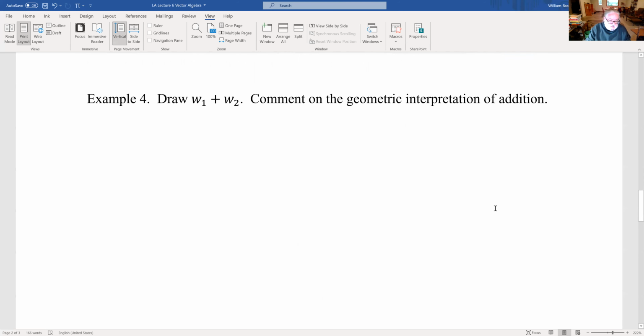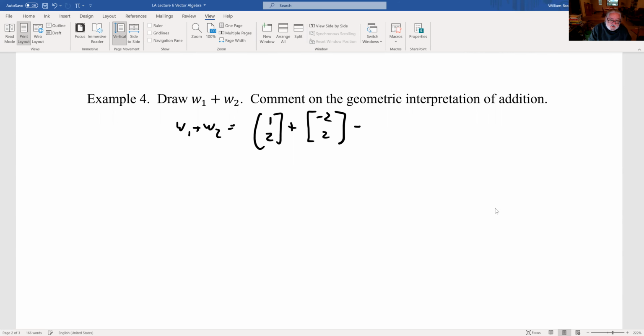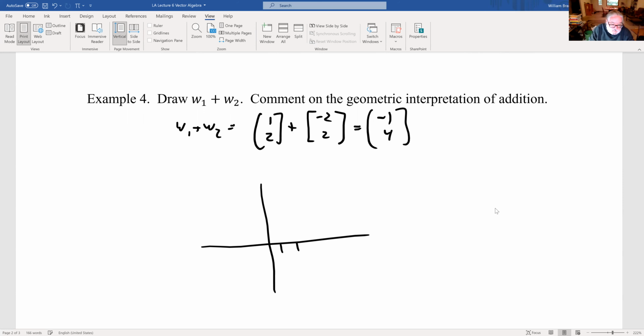So what's W1 plus W2? Well, we know W1 plus W2 is equal to 1, 2 plus minus 2, 2. And if you actually add those together, 1 minus 2 is minus 1, you get 4. So that should be the vector we get. Geometrically, W1 is 1 unit to the right and 2 units up. W2 is 2 units to the left and 2 units up.